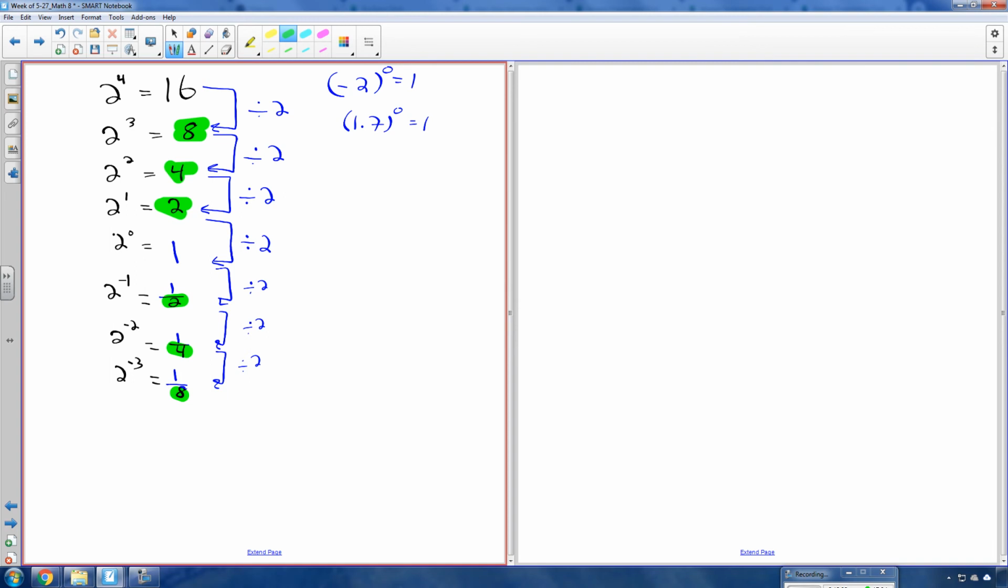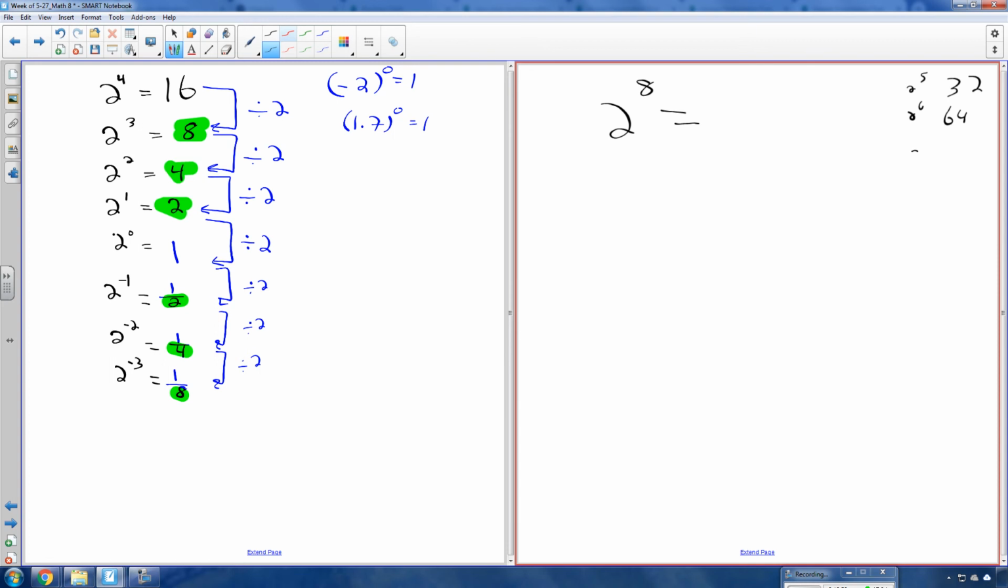2 to the 8th, right? If we had 2 to the 8th, and we knew what 2 to the 8th was, which is a pretty big number, we got to take 16 and multiply that by 2, so that's 32. Right, we got to take that and multiply that by 2, that's 64. So this is 2 to the 5th, 2 to the 6th, 2 to the 7th, which is 128, and 2 to the 8th, which is going to be 256.